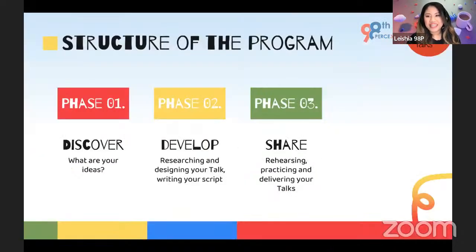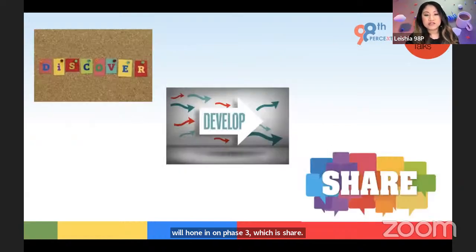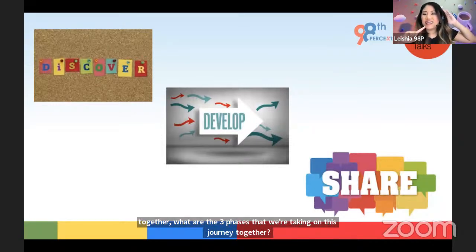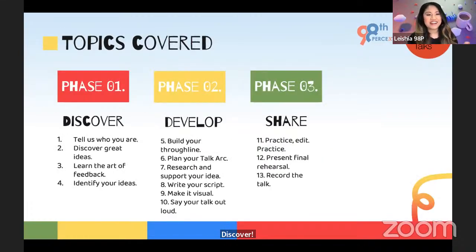So class, if you're ready, can you say, I'm ready, loud and clear? Awesome, very good. So as a review, we have 3 phases to help you get down your TED Talk. Phase 1 is discover, where we discovered your ideas. Phase 2 is develop, where we talked about how to find great sources and research to support your talk, as well as write your script. And today we will hone in on phase 3, which is share: rehearsing, practicing and delivering your talks. So together, what are the 3 phases that we're taking on this journey together? Discover, develop, and share. Very good.